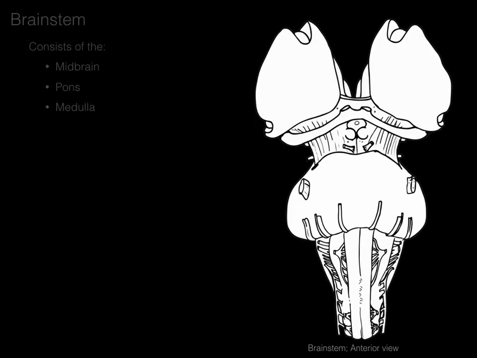Okay, so the brainstem consists of three parts. It consists of the midbrain, the pons, and the medulla, sometimes known as the medulla oblongata. So here's a brainstem in anterior view, and this top part here is the midbrain, and just below that is the pons, and then below that is the medulla. And so there they are in yellow, purple, and green.